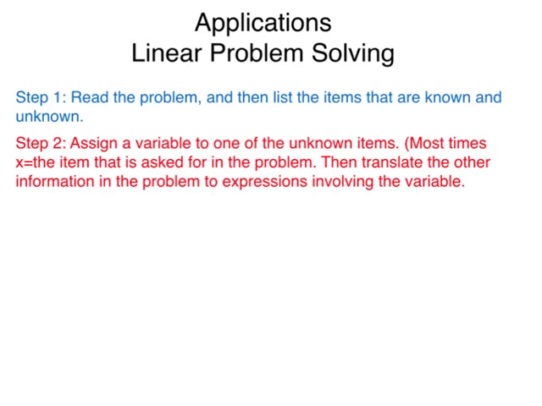The second step will be to assign a variable to one of the unknown items. Most times, x is going to equal the item that is being asked for in the problem. Then you need to translate the other information in the problem to expressions involving the variable. There are some ways that you can organize this data.